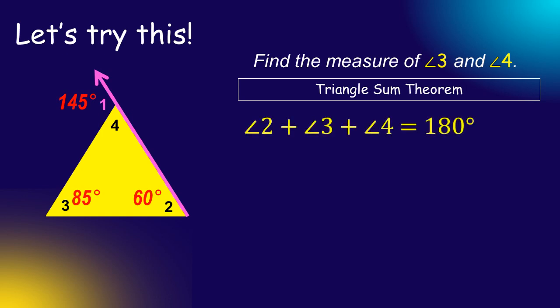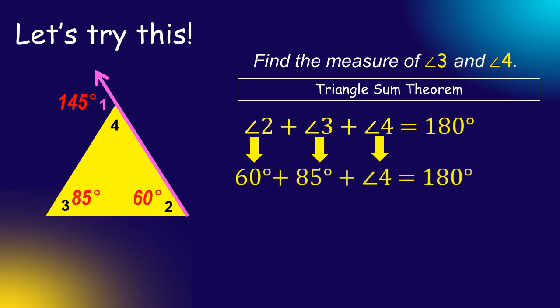That is, the sum of the angles of any triangle that is equivalent to 180 degrees. Based on the given figure, angle 2 plus angle 3 plus angle 4 is equal to 180 degrees. Kasi yun yung mga pangalan ng angles natin sa given triangle. Now, let's substitute the values. Angle 2 measures 60 degrees. Angle 3 measures 85 degrees. And we do not have value of angle 4 because that is the missing angle.